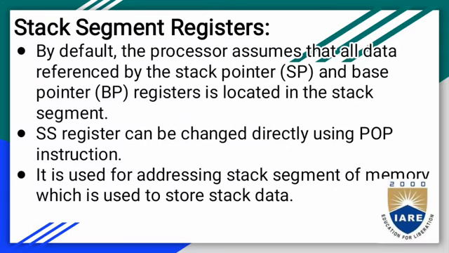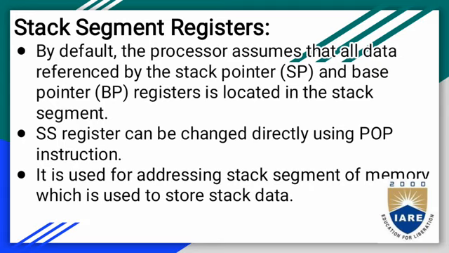Stack segment register. By default, the processor assumes that all data referenced by the stack pointer SP and base pointer BP registers is located in the stack segment. SS, the stack segment register, can be changed directly using the POP instruction. It is used for addressing the stack segment of memory which is used to store stack data.